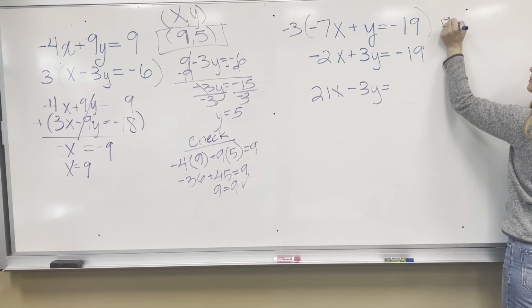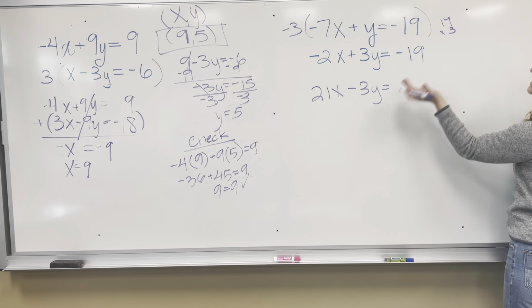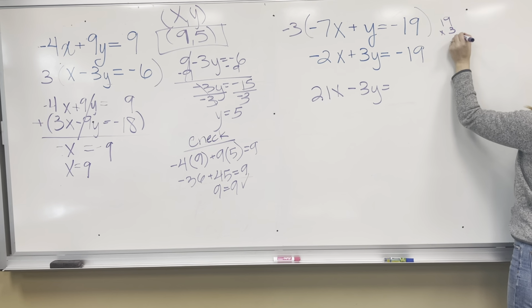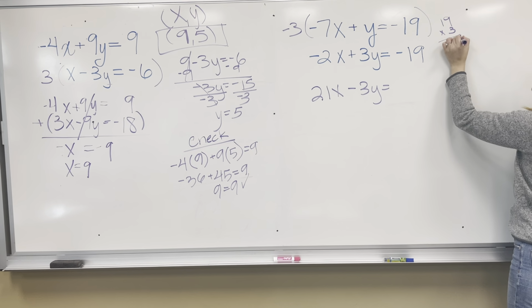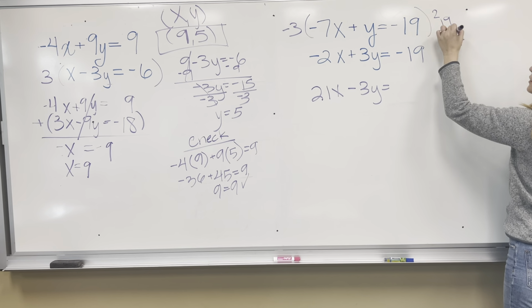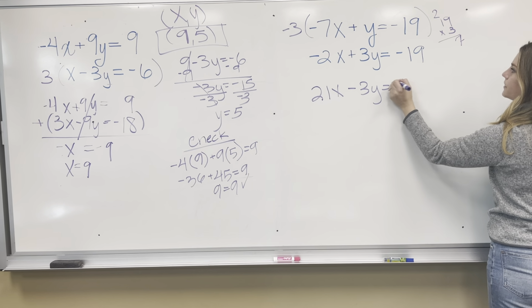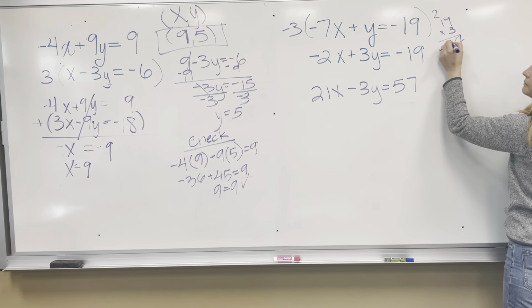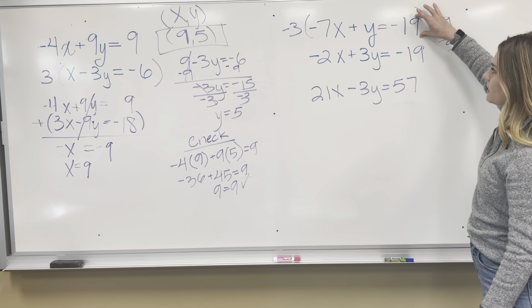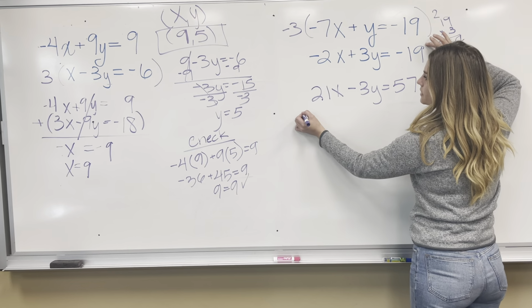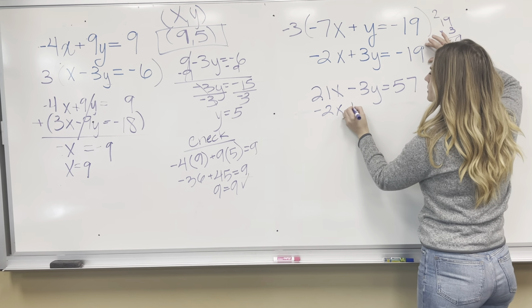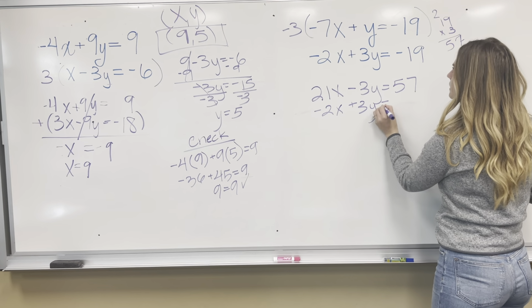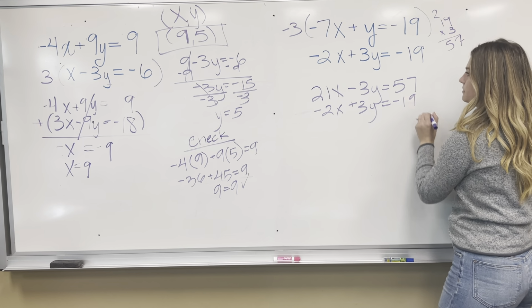I don't know that off the top of my head, a little scratch work. I know it's going to be positive, so that's why I'm not including my negative signs. 3 times 9 is 27. 3 times 1 plus 2 is 5, so 57. So I've multiplied that, and then I'll just rewrite this one underneath. Negative 2x plus 3y equals negative 19.